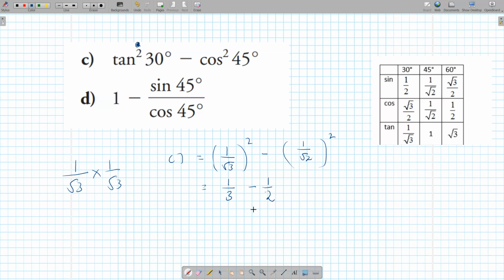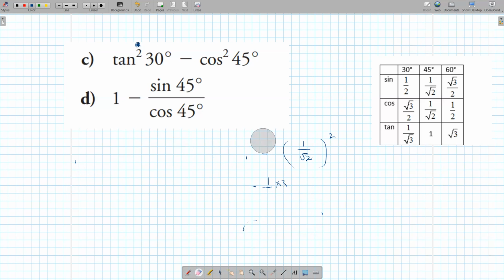Just multiply them together, it's 6. So you want to multiply this by a 3, multiply this by a 2. So you get 2 over 6 minus 3 over 6, it's minus 1 over 6, and there you go, that's the exact value. Okay. Let's look at D.